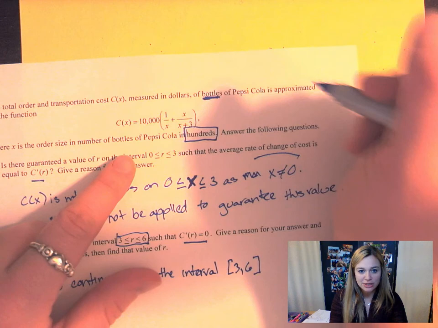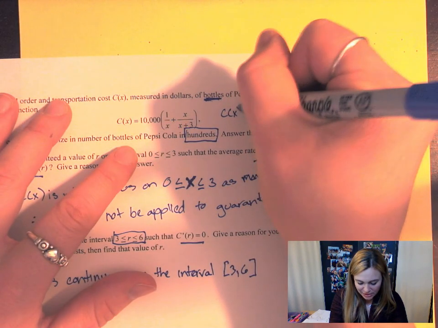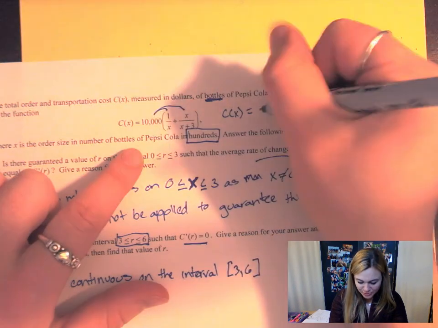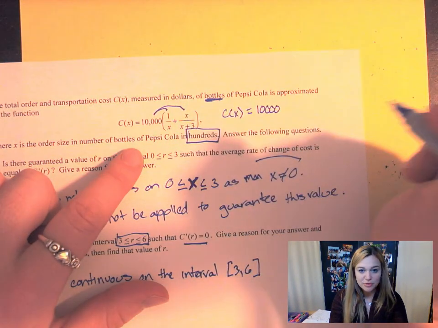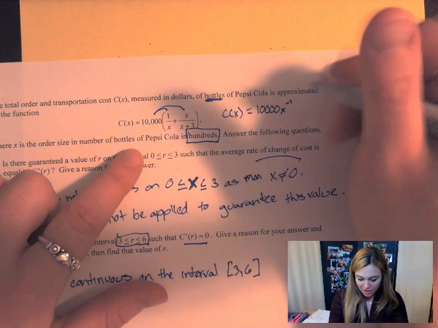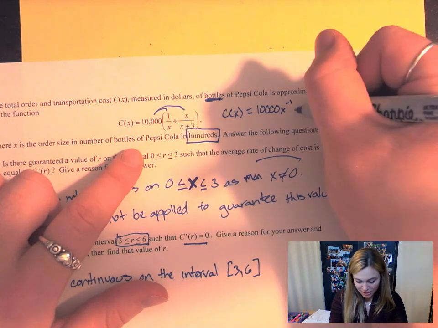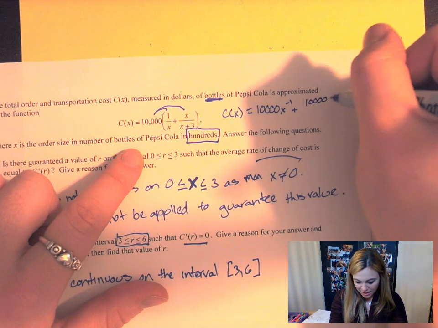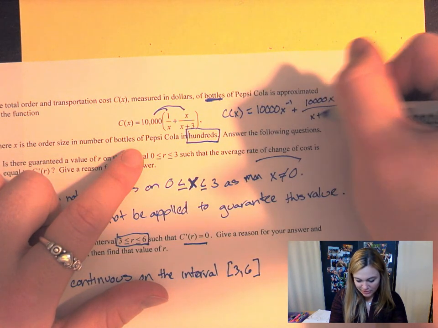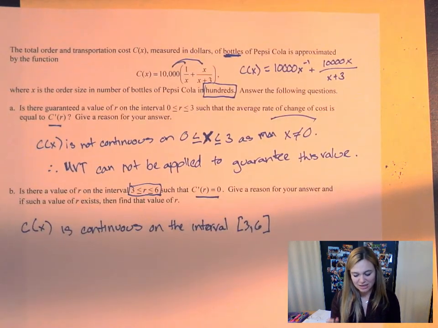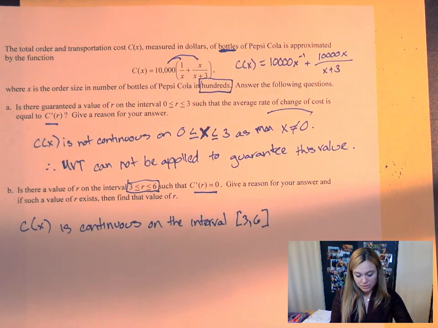So I'm going to come up here and change c of x just slightly, and rewrite it. First, if I distributed this 10,000, do you see how this would become 10,000, and I'm going to rewrite this as x to the negative first power, just so it's easier to take the derivative of. The other one is a little bit harder anyway, so I could just leave this as 10,000 x in the numerator, x plus 3 in the denominator, because I'm going to wind up doing the quotient rule anyway. I could have changed it to x plus 3 to the negative first power and done the product rule, but either way, both would be a lot of work. So c of x is continuous.